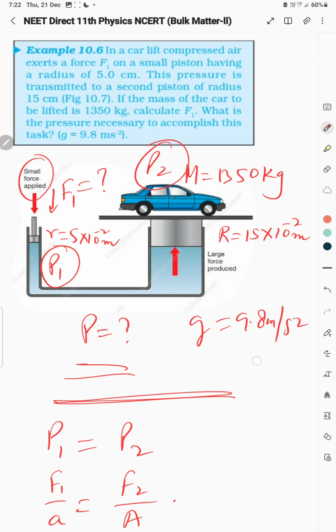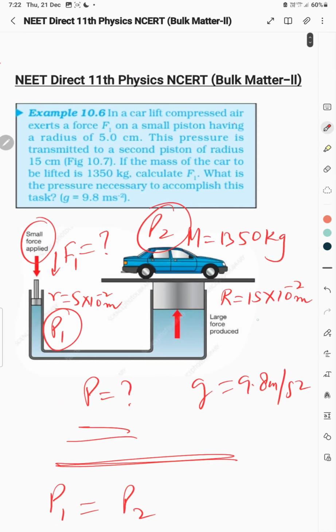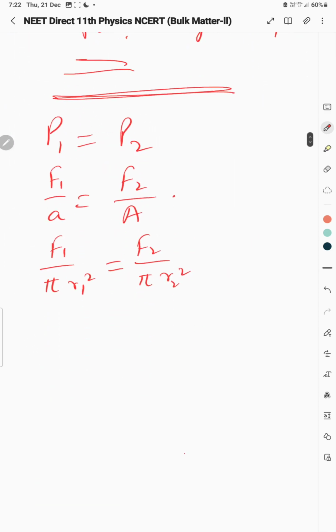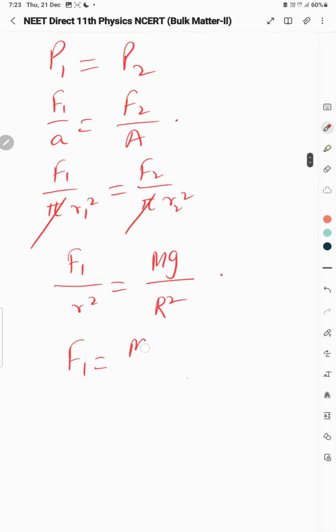Okay. Now let's simplify it. F1 divided by pi r1 square equals F2 by pi r2 square. As per this data, I've written small r and capital R. So would it be better if I write it this way? This is r square. This load is m into g, the load of the car, and the radius is this. F1 therefore is mg times r squared by R squared.